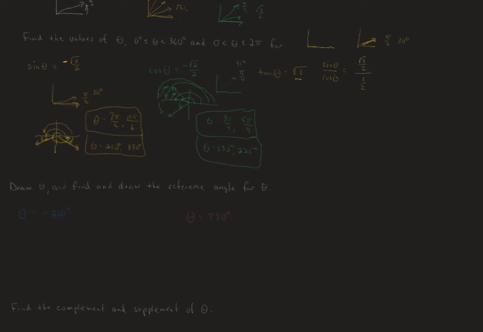A second way that is fail-safe is to draw a reference triangle and say this is the angle whose tangent is square root of 3. That means that the opposite is square root of 3 and the adjacent is 1. And now you can do Pythagorean theorem to get the hypotenuse. Square root of 3 squared is 3, plus 1 squared is 1, 3 plus 1 is 4, square root of 4 is 2. Now you can turn it into one that you're more familiar with.